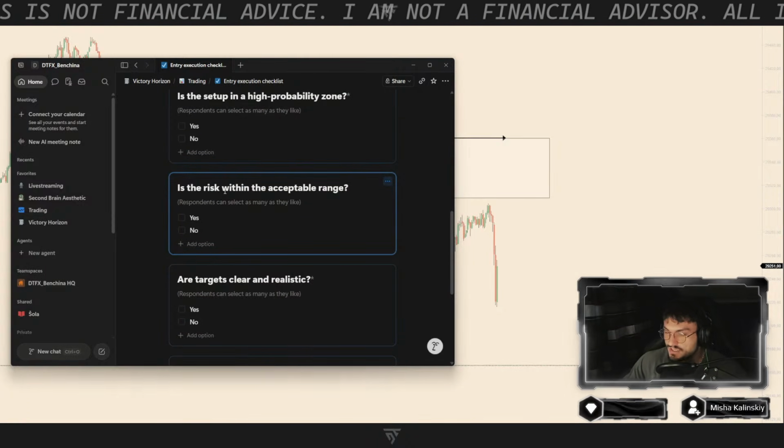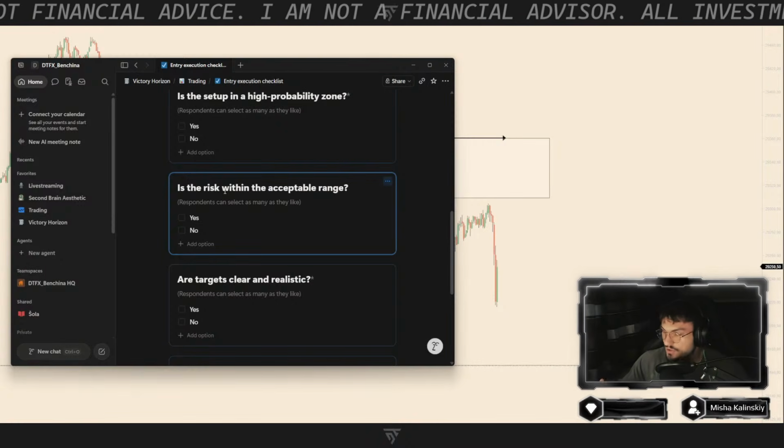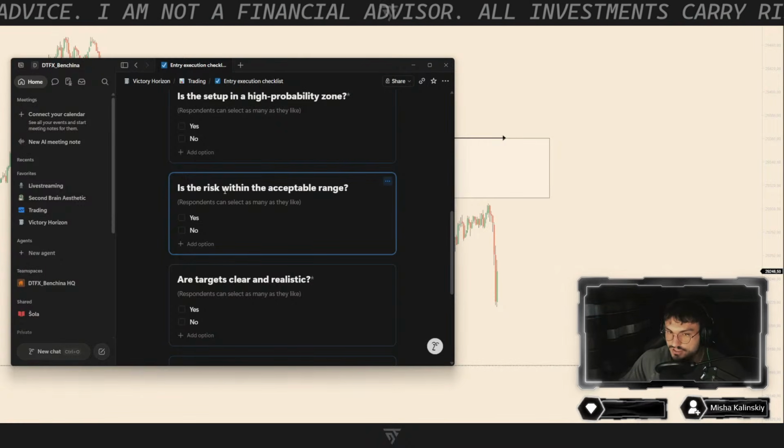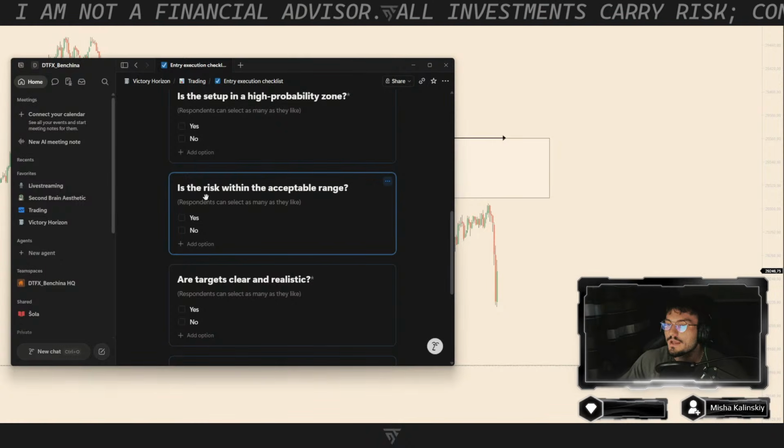So if I'm risking 150, that's too much risk for me. I cannot take on that much risk because I'm only risking $100. So lower the position size.